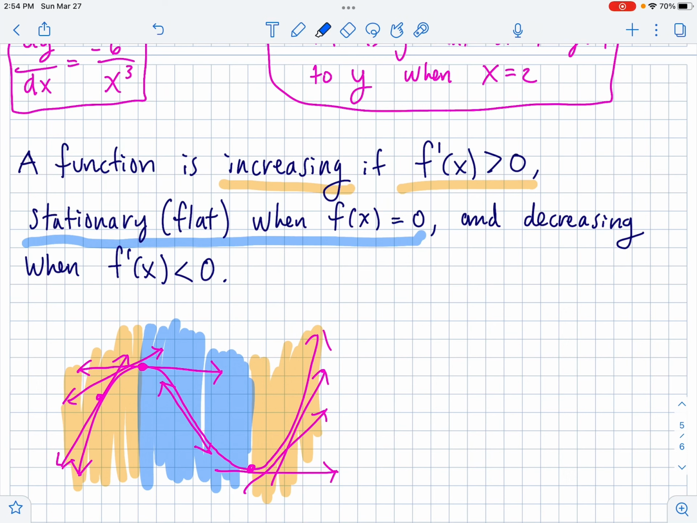So when it's flat, or stationary is another word that they call that, that's when the derivative is equal to 0, and then any time the derivative is less than 0, like a negative number, that means it's decreasing, because negative slopes mean you're going downhill.